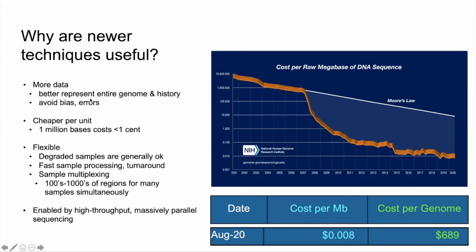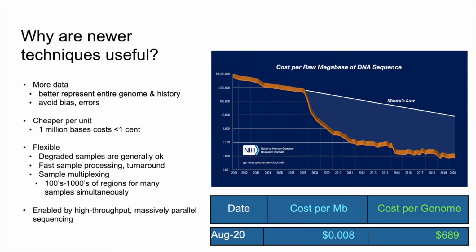So why would we possibly need some newer techniques, or why are the newer techniques that I'll talk about next useful? Well, they yield a lot more data per unit of time spent, and often per unit of money too. And they give you more data. More data better represent the entire genome of the organisms that we're studying and give us a better idea of the evolutionary history, and can help us avoid bias or errors that are caused by using only one locus. It's also cheaper per unit.